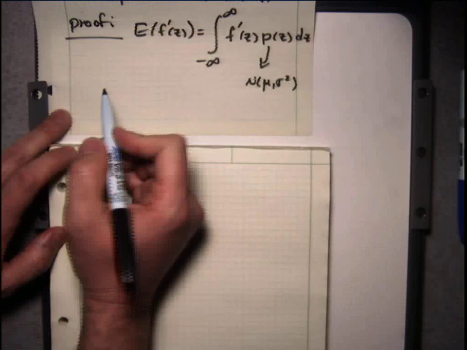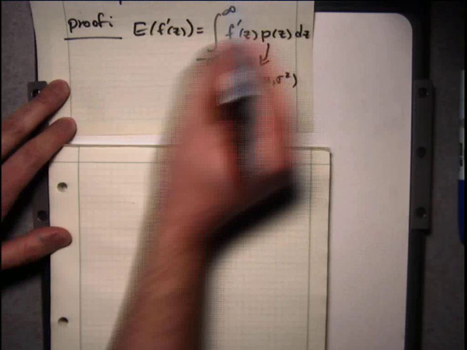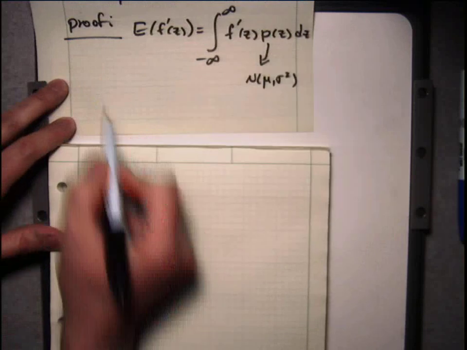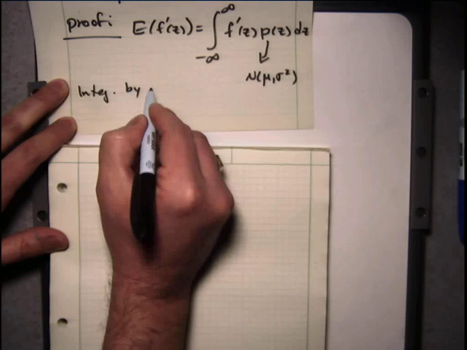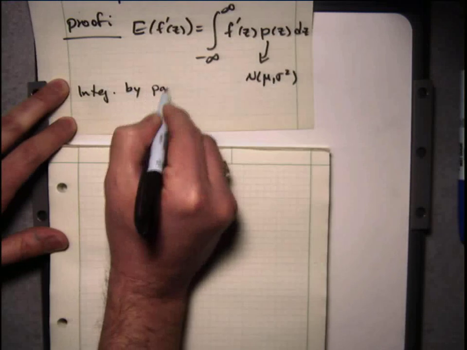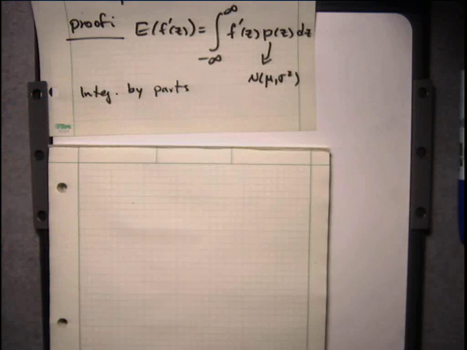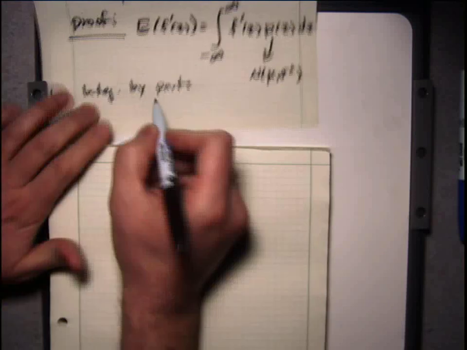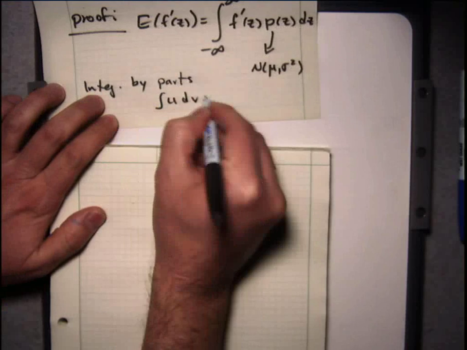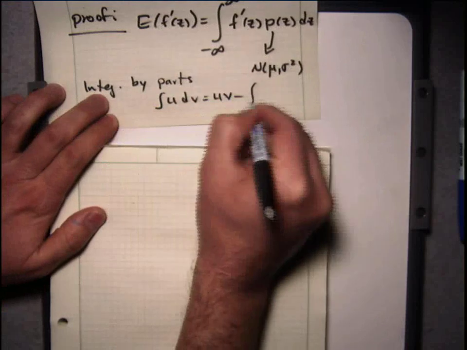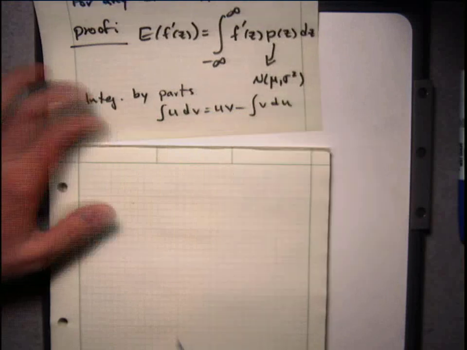So the next thing we do is we want to rewrite this integral in a slightly different way. What we're going to do is something from high school calculus, or at least maybe some places high school, some places college. We're going to use integration by parts. Just to remind you what integration by parts is, the integral of u dv is equal to u times v minus the integral of v du.